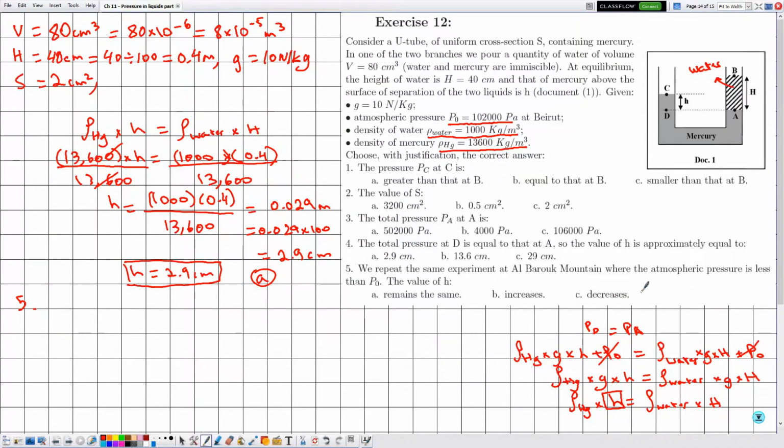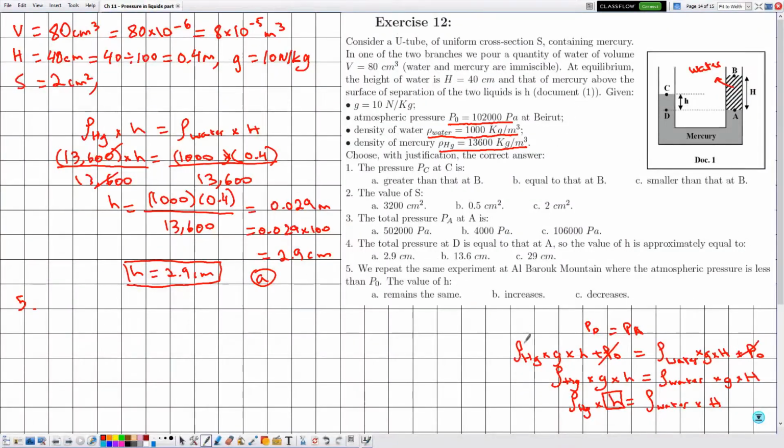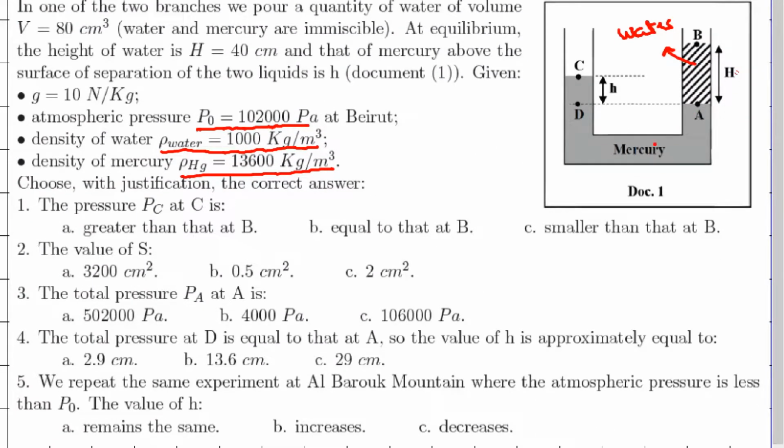So in order to answer this question, we need to find a relation for h in which it depends on several physical quantities. So notice that here in part 4, we have determined the following relation, which is given by rho Hg multiplied by h, which is equal to rho water times H. So first let me explain. When going to Al Barouk mountain, what will happen here? So the quantity of mercury will not change, nor the quantity of water. What will change actually is the atmospheric pressure, which is being submitted to the points C and B.